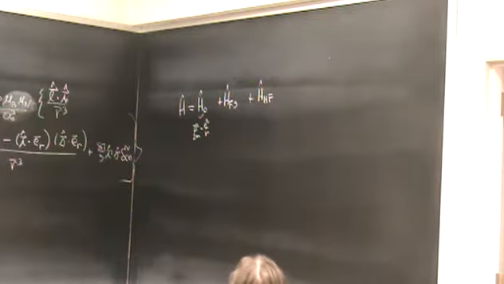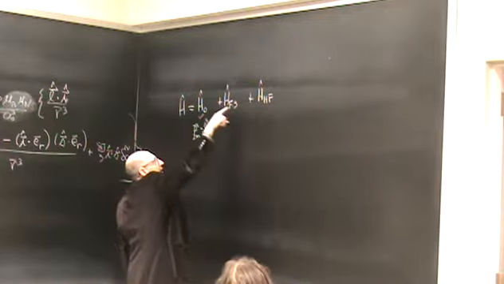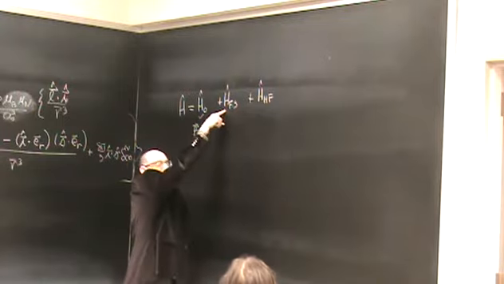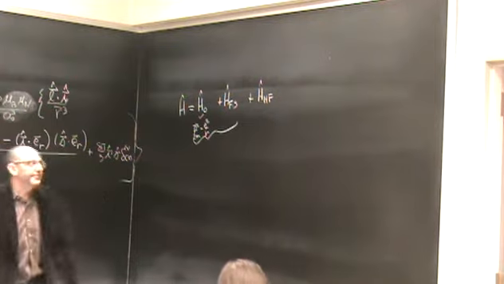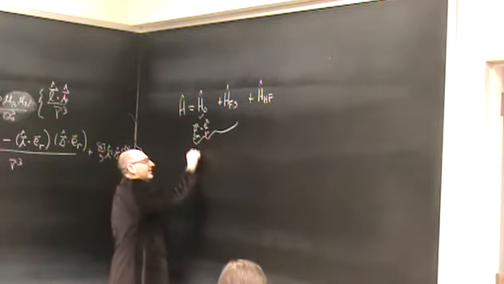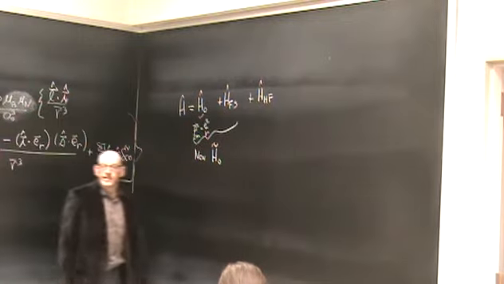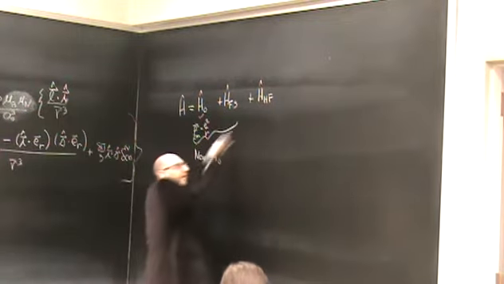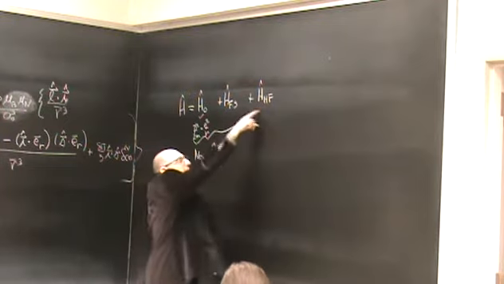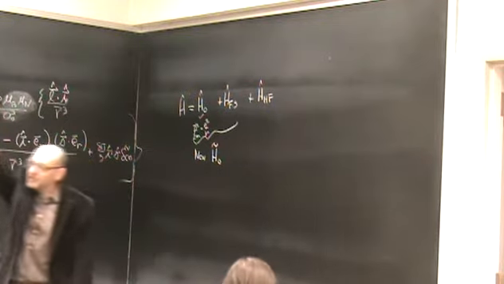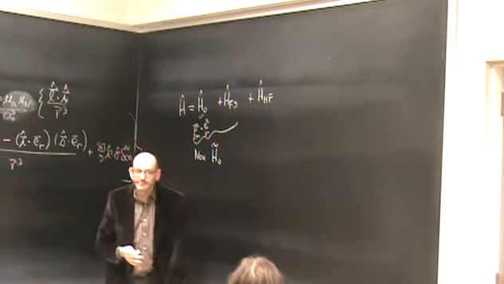Now the way we see it is that this is a small correction relative to this. So what we can do first is think about this as my new H0, and this is my perturbation relative to this. We've already found the eigenstates of this, and now we're perturbing the fine structure with the hyperfine structure. Okay?